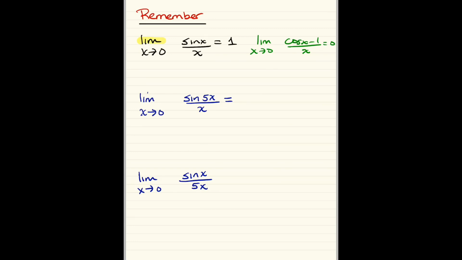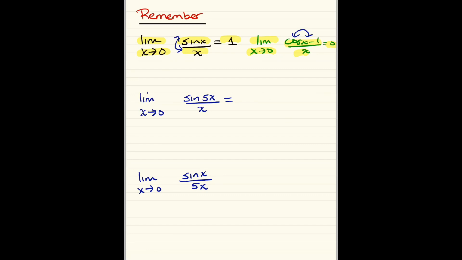So the first one to remember is that the limit as x approaches 0 of sine x over x is equal to 1. We showed that by the Squeeze Theorem. And the limit as x approaches 0 of cosine x minus 1 over x is equal to 0. Now, I just want to note that if this was actually reversed, it would still be 1. And if this was reversed, it'll still be 0, okay? So let's apply these over here.